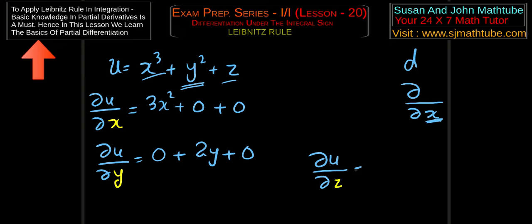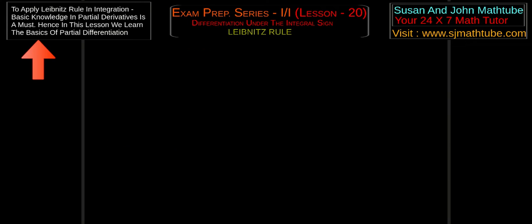And the answer goes like 0 plus 0 plus 1. Okay, now let's try another type. But before we start this type, I want you to take a good look at the function x cube y to the power 4 times z square.